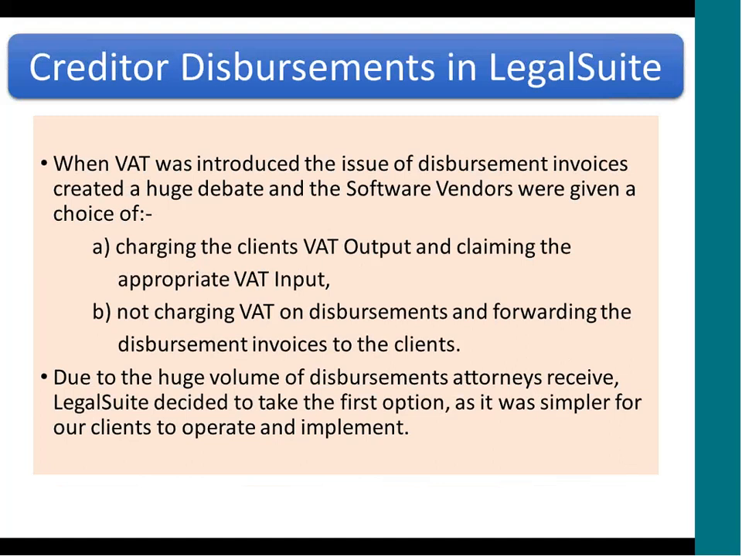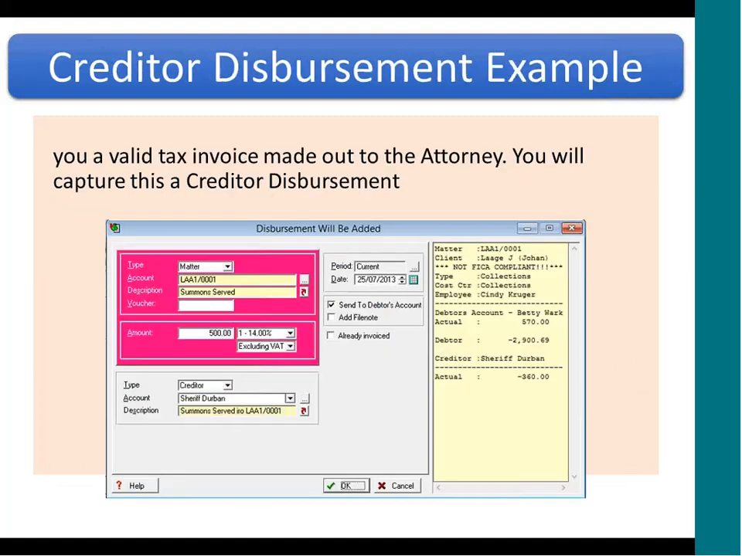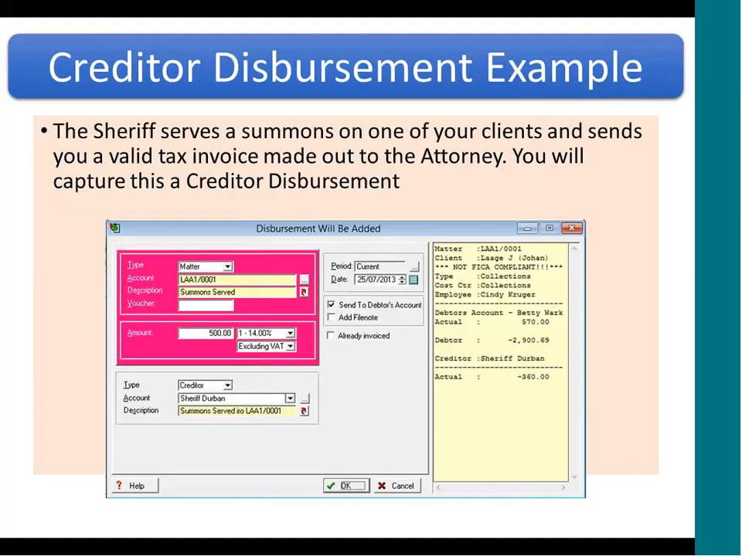An example of a creditor disbursement. The sheriff serves a summons on one of your clients and sends you a valid tax invoice that's made out to you, the attorney. You'll then capture this as a creditor disbursement. You will debit the matter that this disbursement is for, and you'll credit the creditor. The creditor is added in your creditor's ledger, and you'll click on OK.